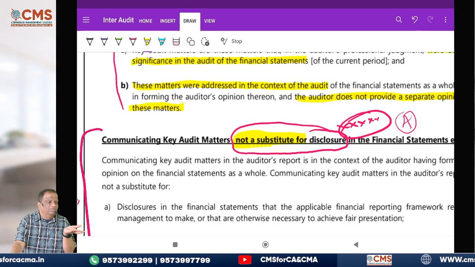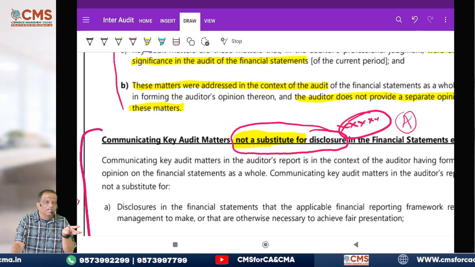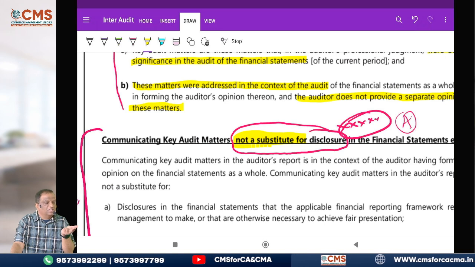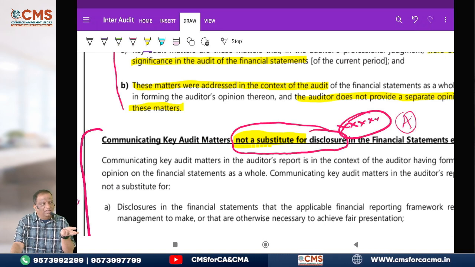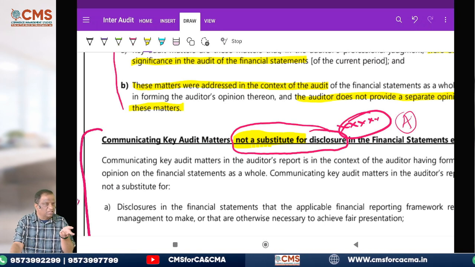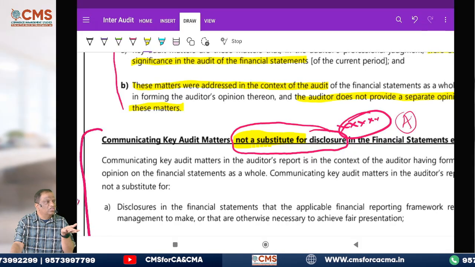Title and addressee, first two. Next two, opinion and basis of opinion. Next three, responsibilities of management, responsibilities of auditor, and other responsibilities. Then last three, signature, place and date.